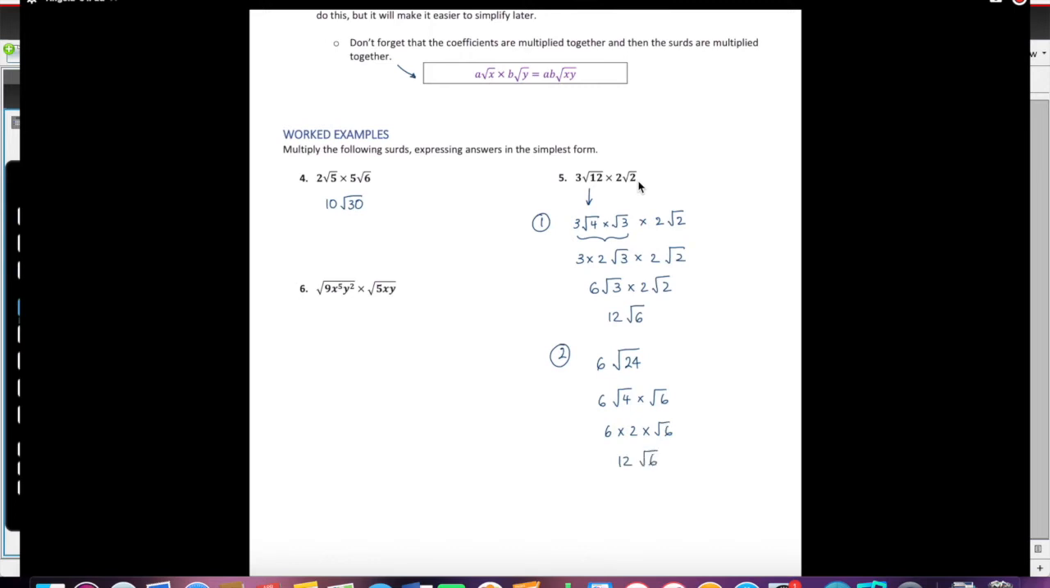So either method is obviously going to give us the same answer. It just depends on what method you're most comfortable doing.